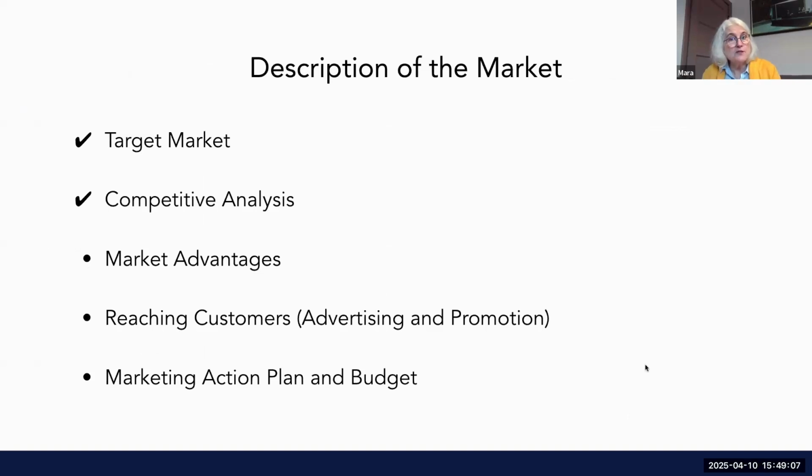All right. So the description of the market, we've already talked about the target market and the competitive analysis. And now with the research you've done with your competitive analysis, you have an idea of what your market advantages are compared to everybody else. And that again ties into your mission. What do you want to focus on? What problem are you solving? You're getting a better handle on that as well. And so that's all tying in.